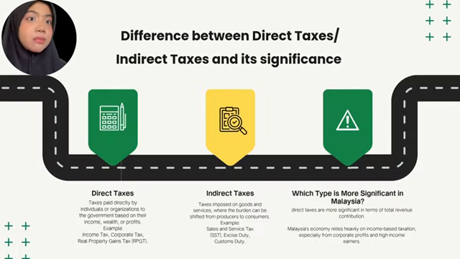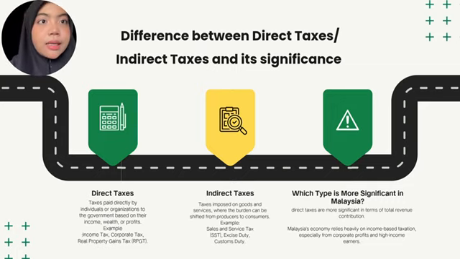So, which type is more significant in Malaysia? The answer is direct tax. Direct taxes are more significant in terms of total revenue contribution. Malaysia's economy relies heavily on income-based taxation, especially from corporate profits and high-income earners. Corporate tax and income tax tend to be more stable and easier to forecast because they are based on regular economic activity. But non-tax revenue is more likely from dividends and profit, which will fluctuate depending on the oil price and company performance.